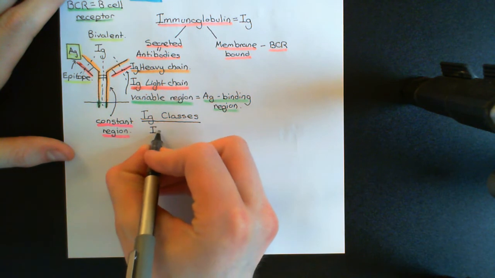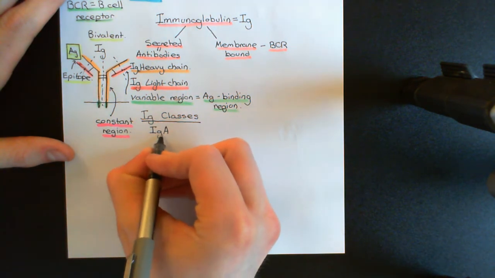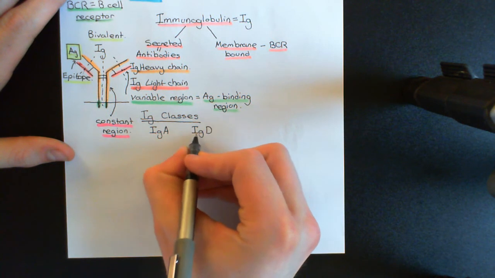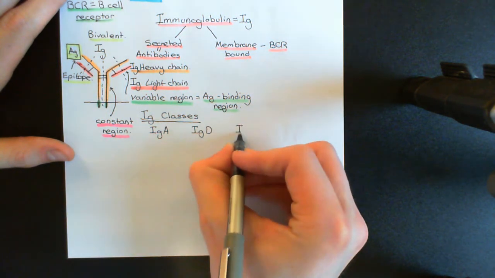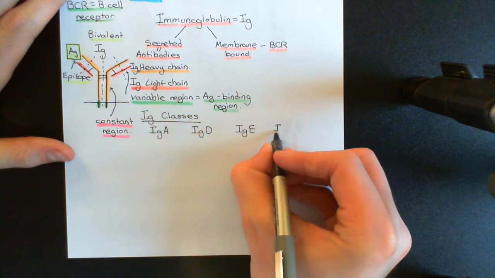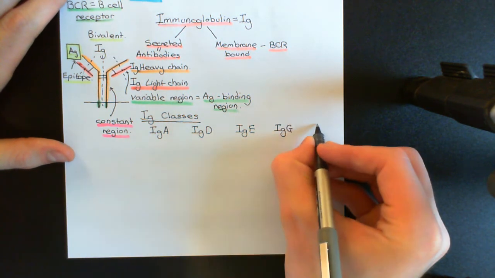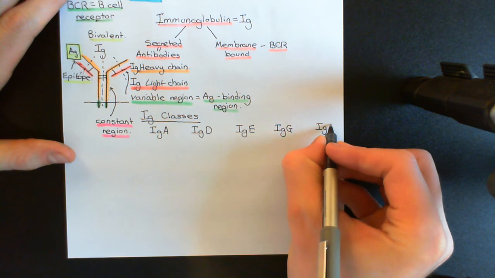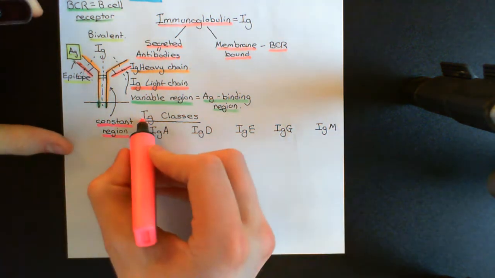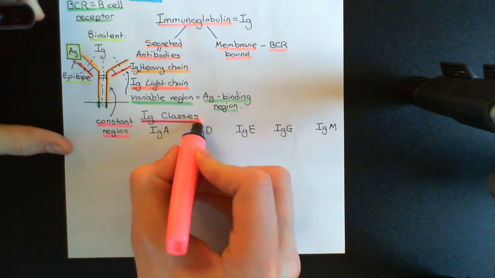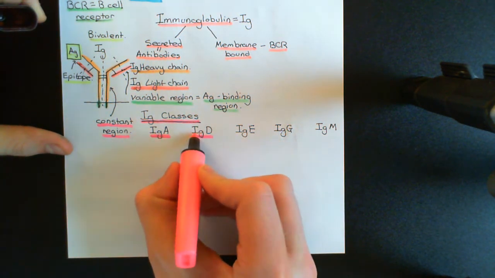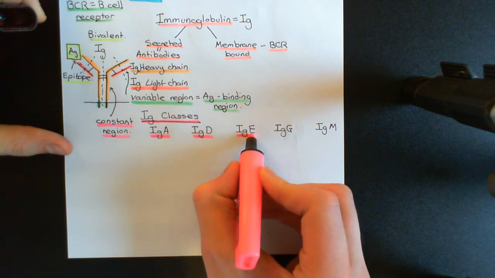So there are IgA molecules, immunoglobulin A molecules. There are IgD molecules, immunoglobulin D molecules. There are IgE molecules, immunoglobulin E molecules. There are IgG molecules, immunoglobulin G molecules. And there are IgM molecules, immunoglobulin M molecules. And these are known as the different immunoglobulin classes. And what I want to now explain is what is actually going to change between these different immunoglobulin molecules.